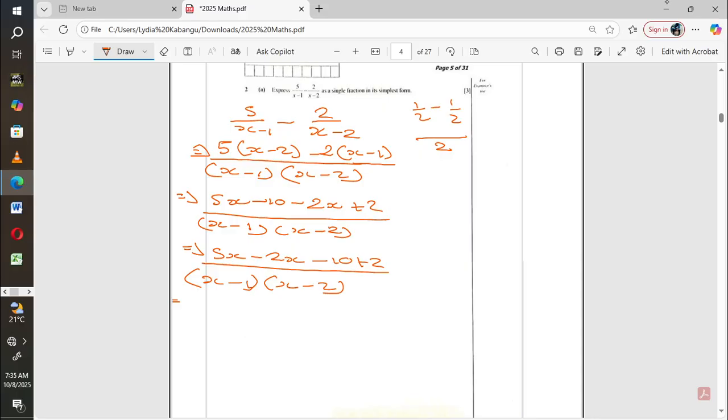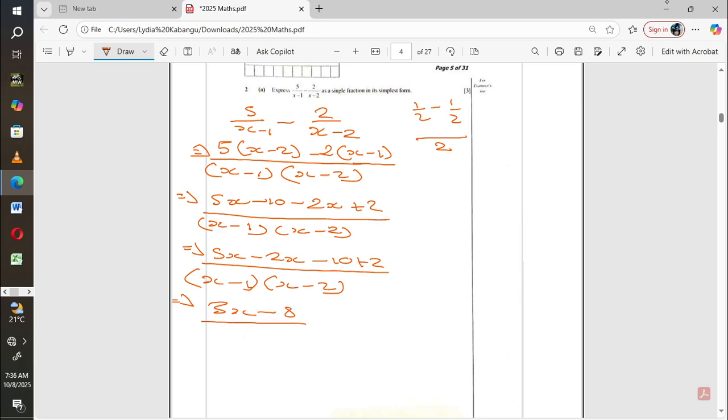Okay, from there, what is 5x minus 2x? 5x minus 2x, we are going to have 3x. What is negative 10 plus 2? We're going to have minus 8.